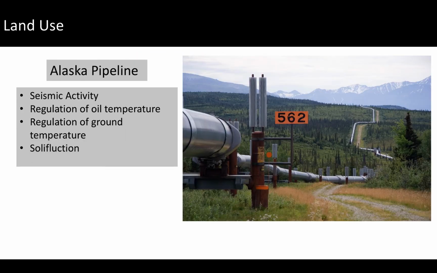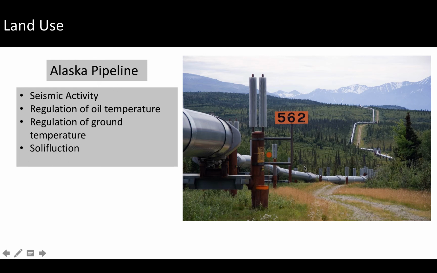The Alaska Pipeline is an example of engineering geology. It has to deal with a number of things, not only coming over serious mountain ranges, the Brooks Range, all the way across from the northern part of Alaska to the southern part of Alaska. Issues include seismic activity and regulation of oil temperature. The oil needs to be able to flow in an environment that's very cold. We have to regulate the ground temperature, and then we have natural solifluction as a process as well.